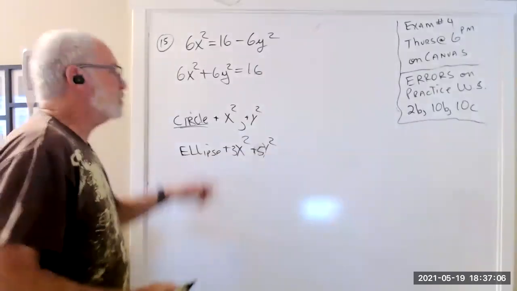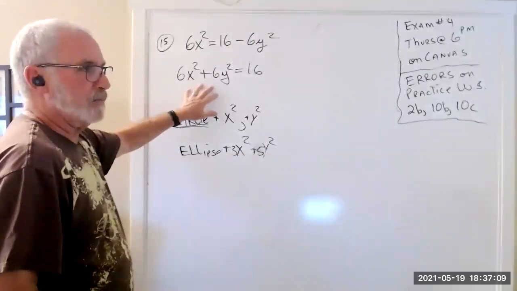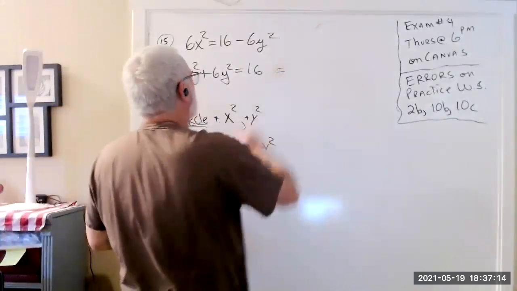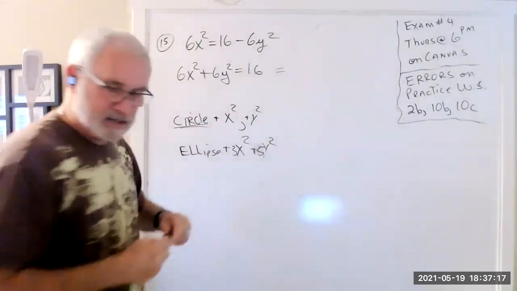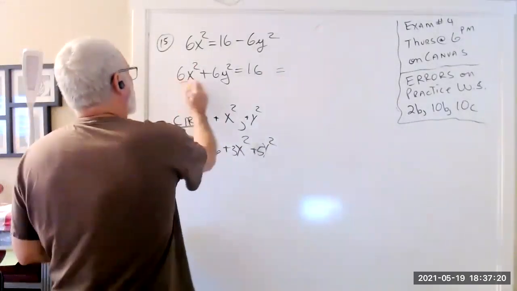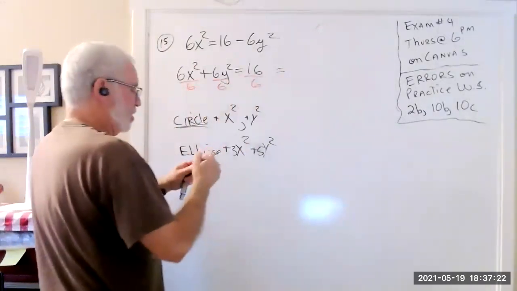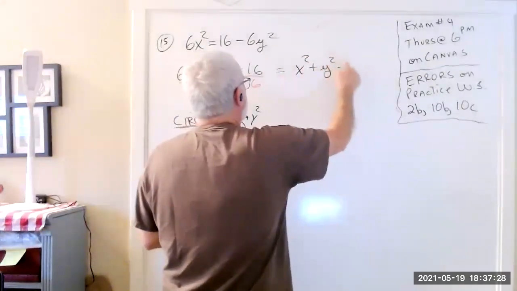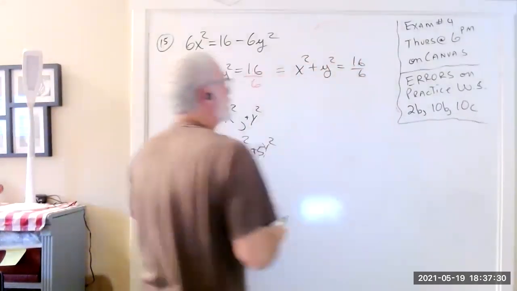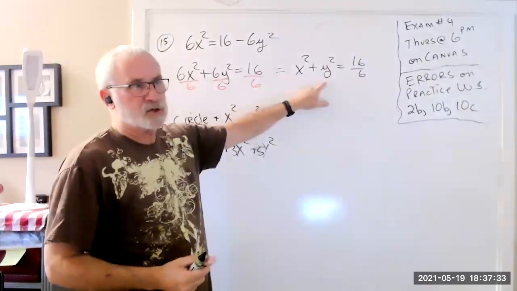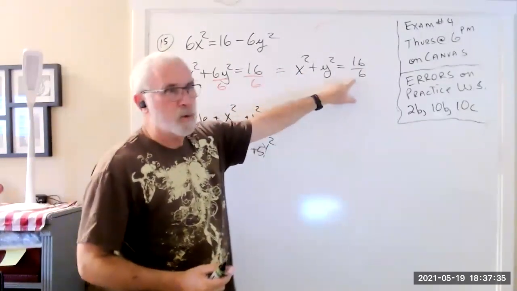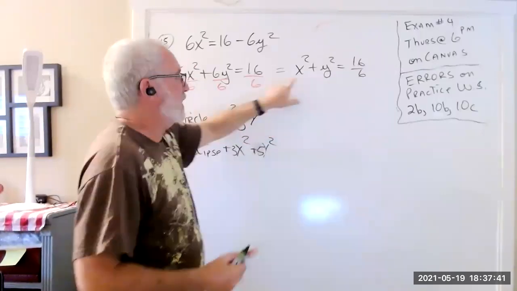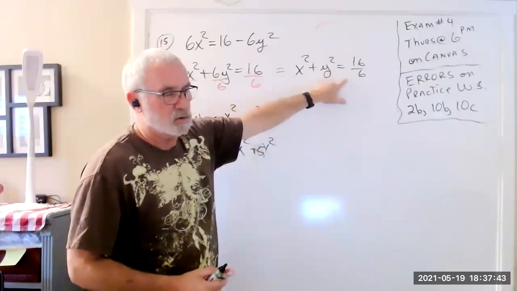So let's look at this a slightly different way. What if we divided everybody by 6? Then this would be x squared plus y squared equals 16 over 6. That's definitely a circle. Got a weird radius, but that's not what the problem said. It just said, is it a circle or an ellipse? So that's definitely a circle.